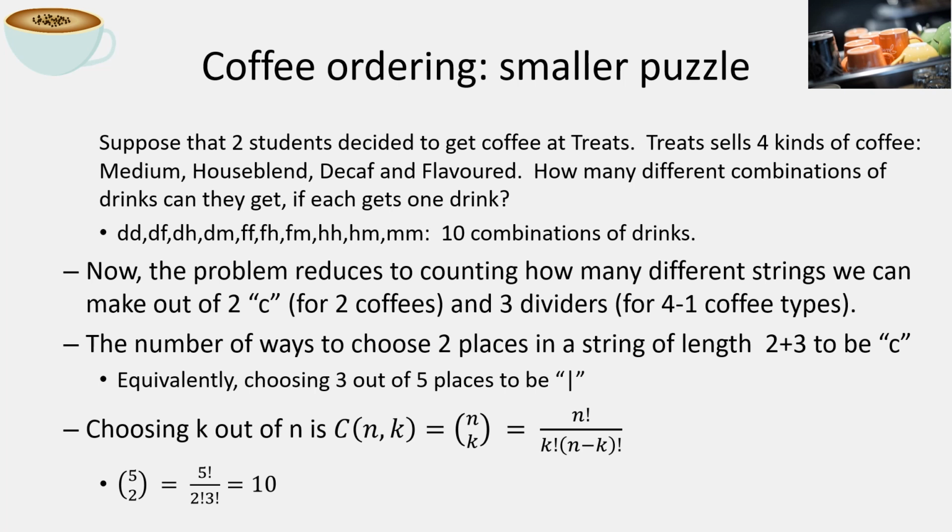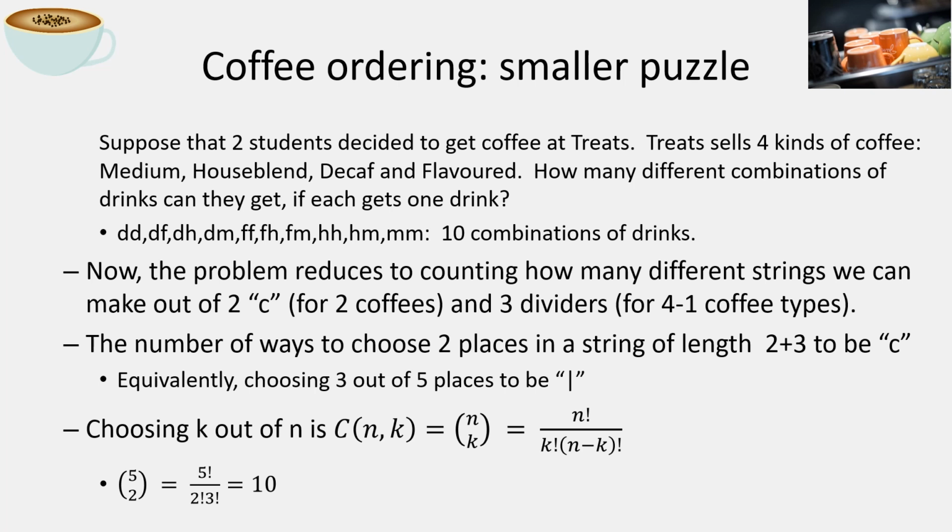And the reason is that now we have a string consisting of 2 types of symbols. Some of them are C's and some of them are dividers. There are 5 places in the string, and 2 of them are going to be taken by the letter C and the rest are going to be taken by dividers. Or you could say 3 of them are going to be taken by dividers and the rest are going to be taken by coffees.